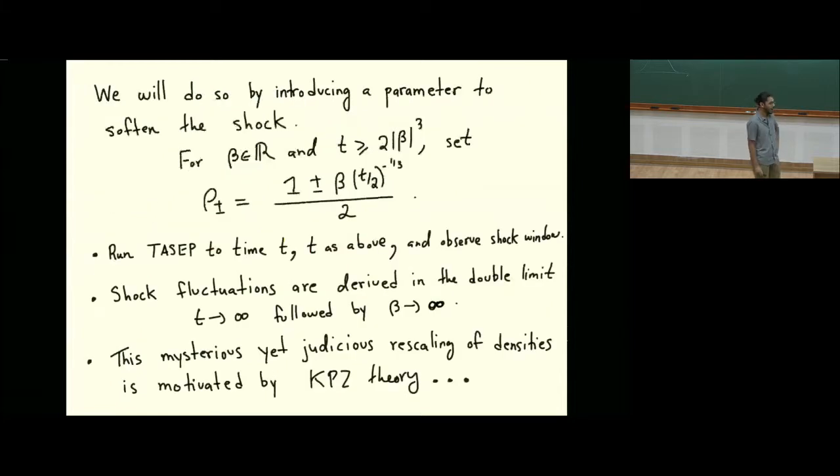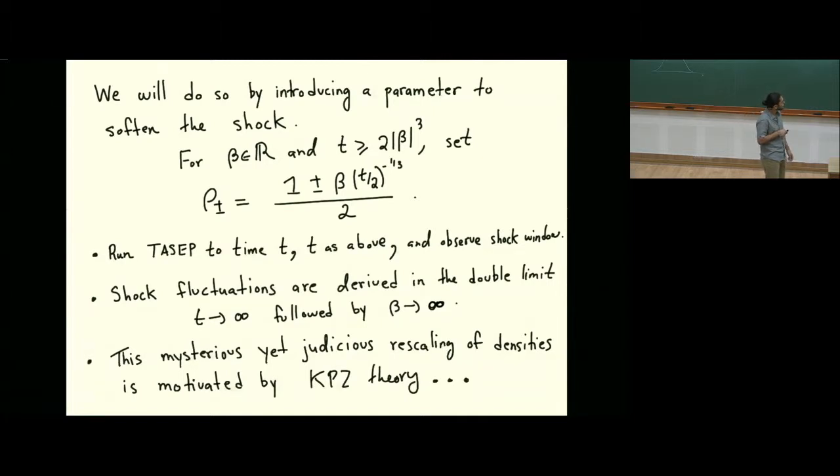Okay, all right. So I will do this in a very mysterious way. I won't explain right now why, but the way I will do this is by rescaling the two density parameters, rho plus and rho minus, in a very particular way, which is the following. So I'm going to soften the shock, okay? So this is how I do it.